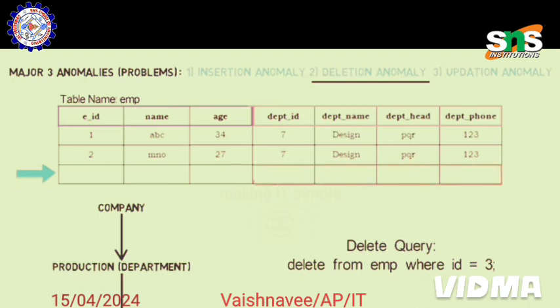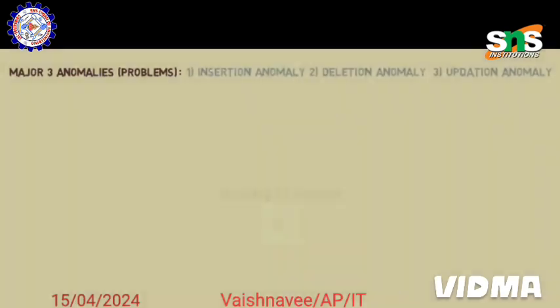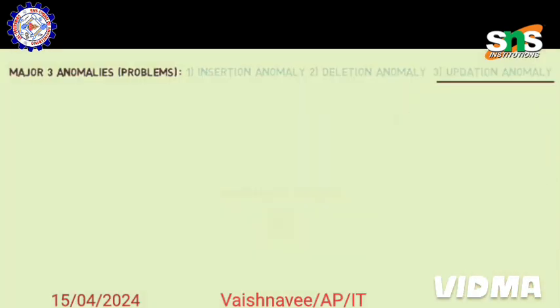But after we delete the data of employee XYZ, we have no information left about the production department. When we deleted the employee data, as he was the only employee in production department, the department details like department ID, department name, department head, department phone also get deleted. And this is said to be the deletion anomaly. And now let us see about the updation anomaly.